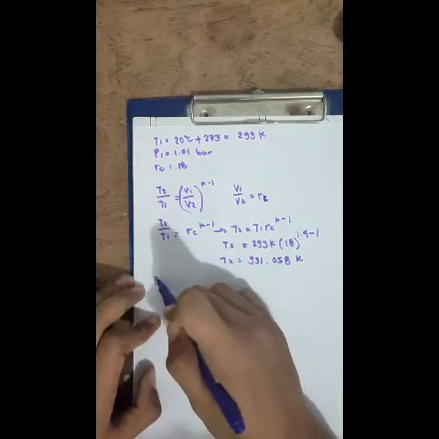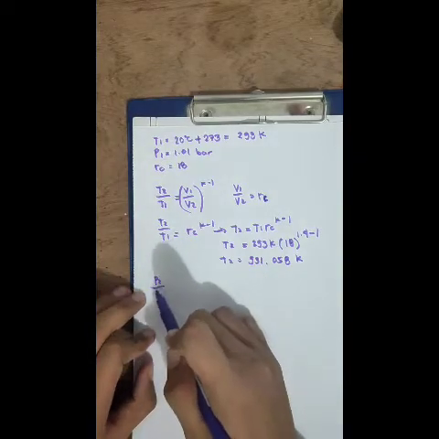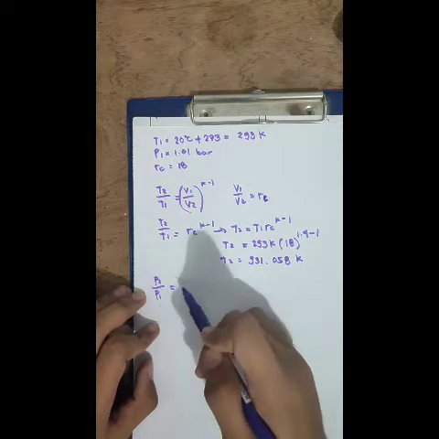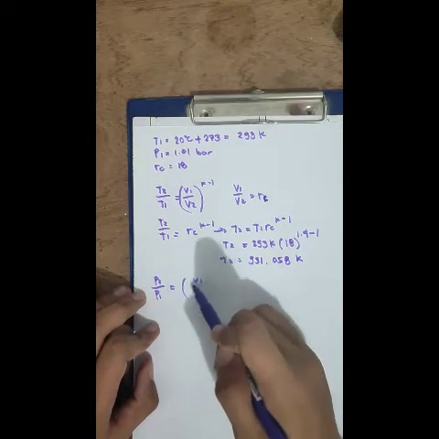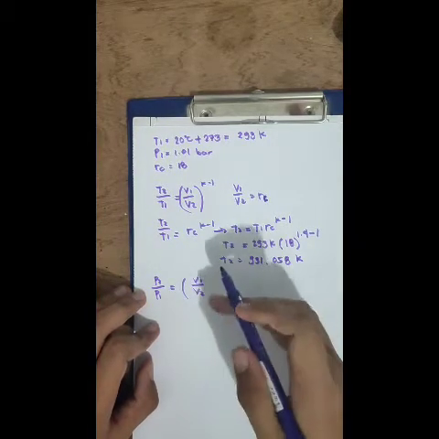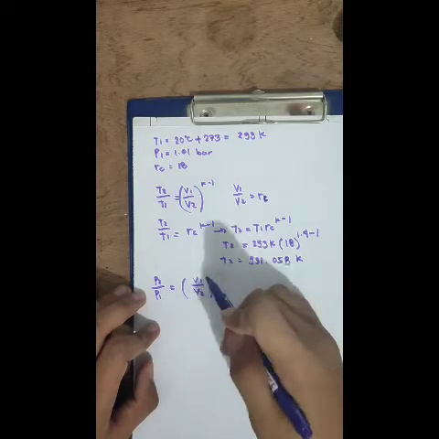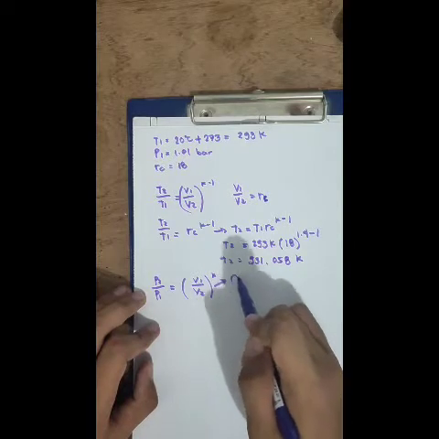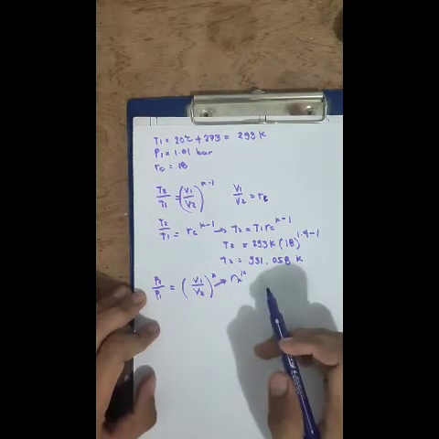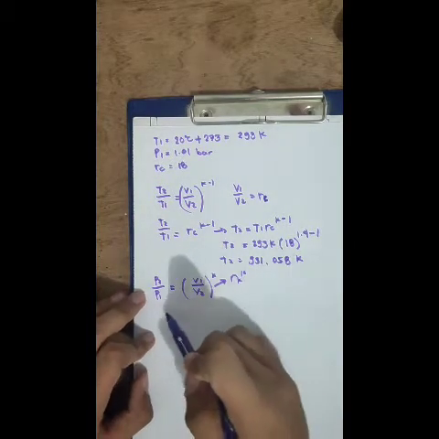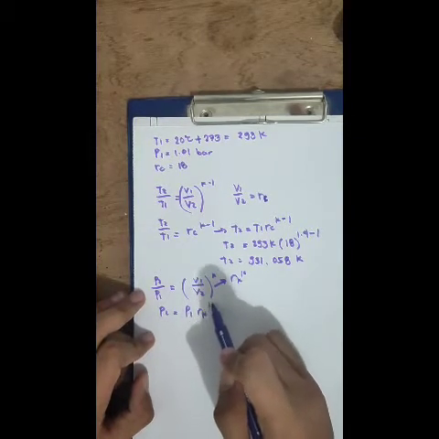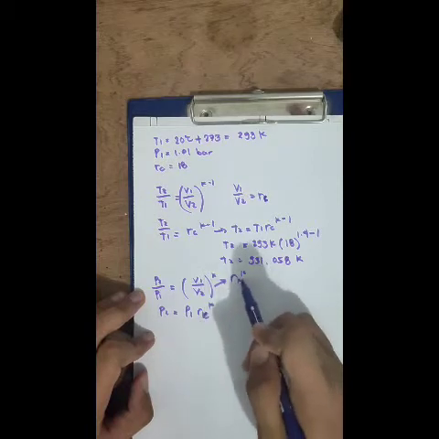So the next one is finding the pressure 2. So pressure 2 over pressure 1 is equal to V1 over V2 raised to K. So this is also equal to RC raised to K. So we can use this formula: P2 is equal to P1 RC raised to K.